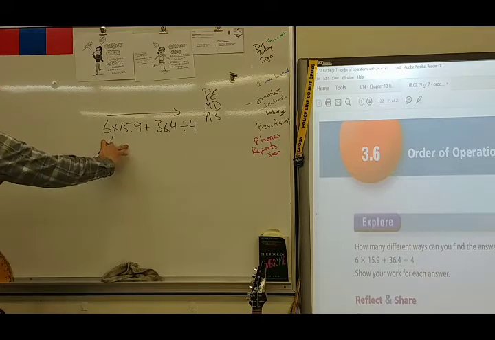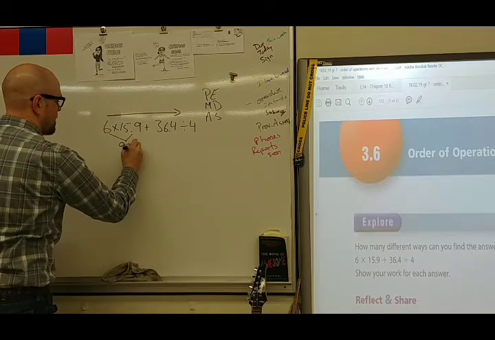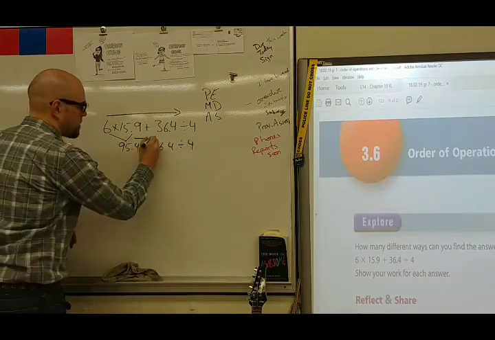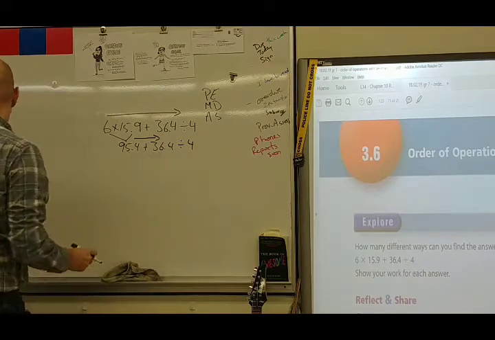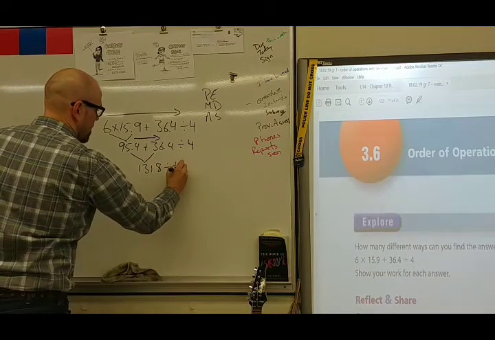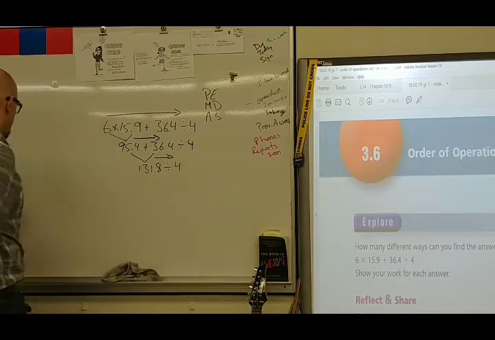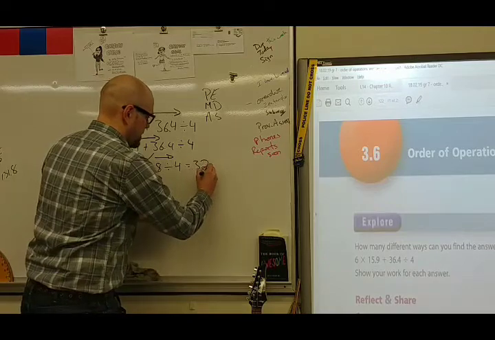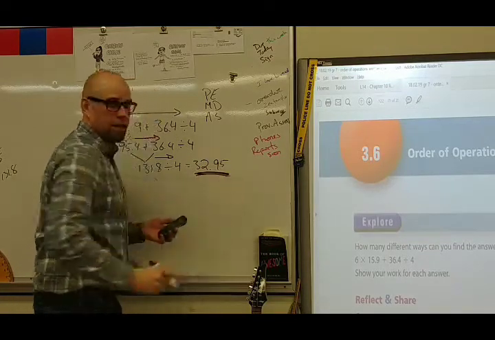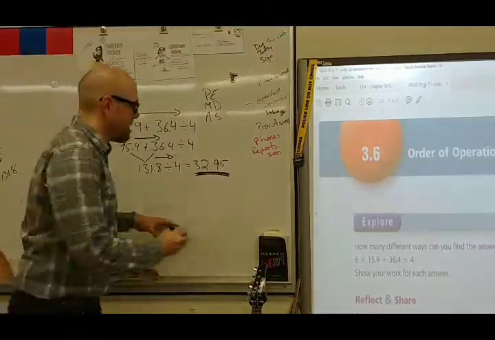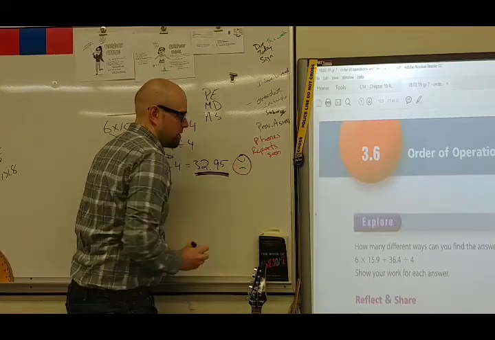So he starts off with 6 times 15.9, and he gets 95.4. And there's the rest of the problem. He keeps going this way, and he goes 95.4 plus 36.4, and he gets this. Then he keeps going left to right as he knows how to. And when he does that, he gets 32.95. This is Johnny's answer. He's sticking to it. He's double checked. He's done his calculations multiple times. But I'm going to tell you right now, Johnny, my friend, you are not correct.